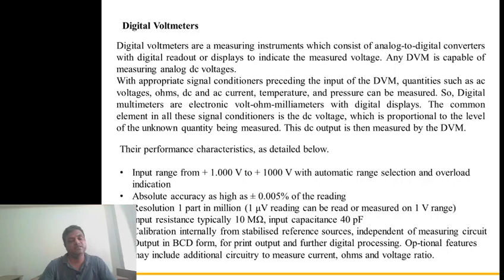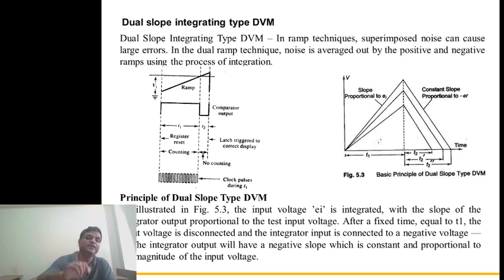It means a digital voltmeter is actually a multimeter. It has a very high range, high accuracy, high resolution, very good calibration, and a digital display that is able to display a BCD number. BCD is nothing but a binary coded decimal number. Then the first digital voltmeter used is the dual slope integrating type DVM.